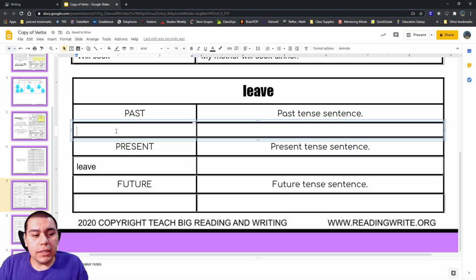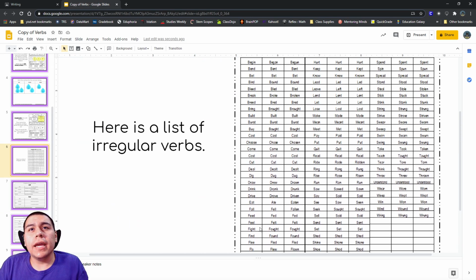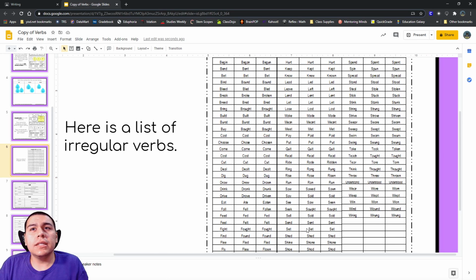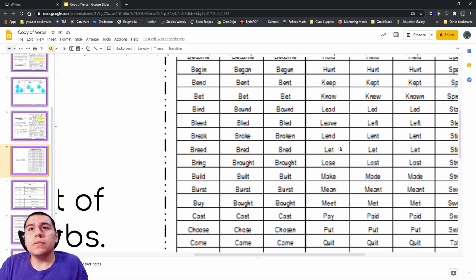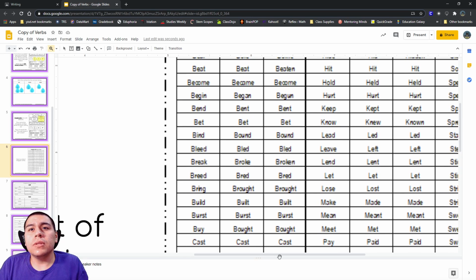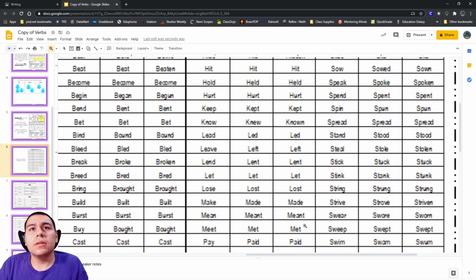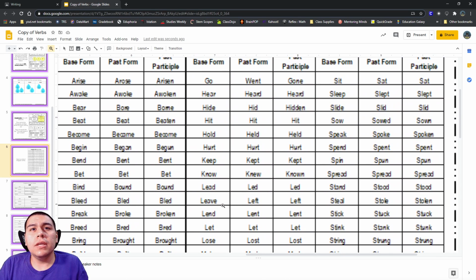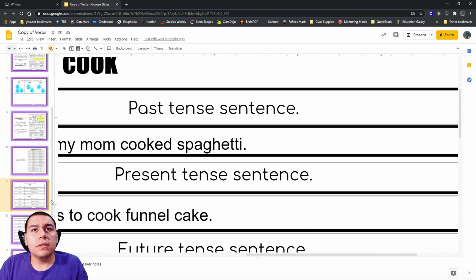But the past tense isn't leaved. It's not with an ed. If I'm not sure what it is, I can go back to slide 6 and find that word leave. If I look, here we go. Here's the ones with the L's. Here we go. Leave. The past tense is left.